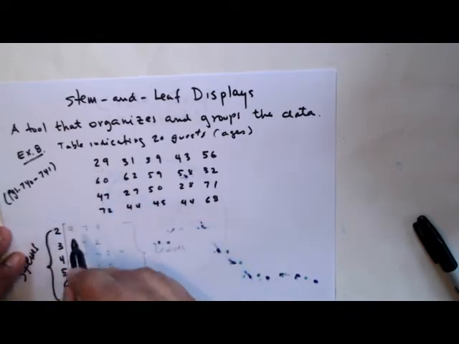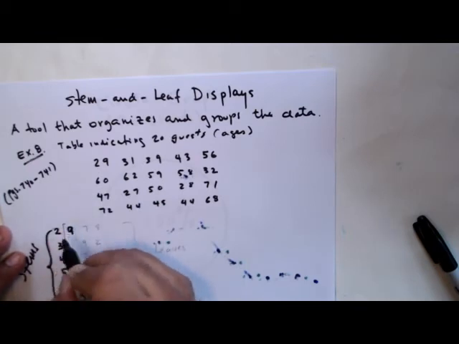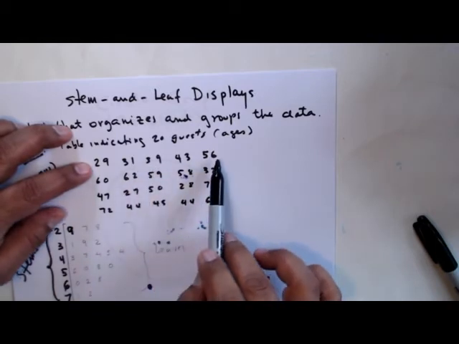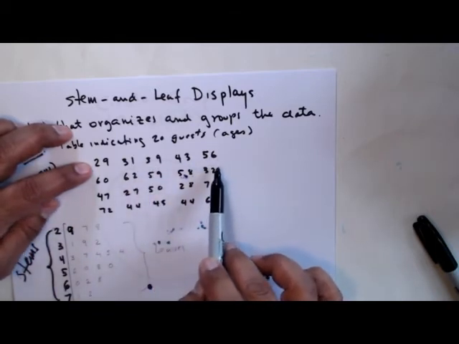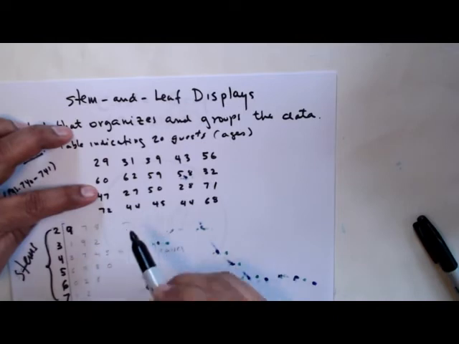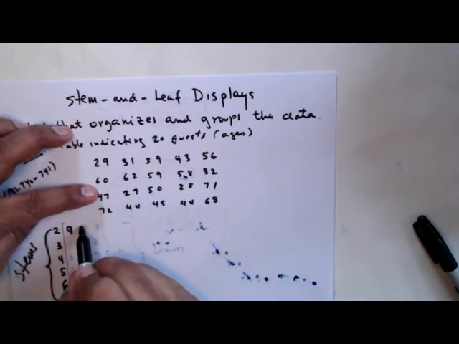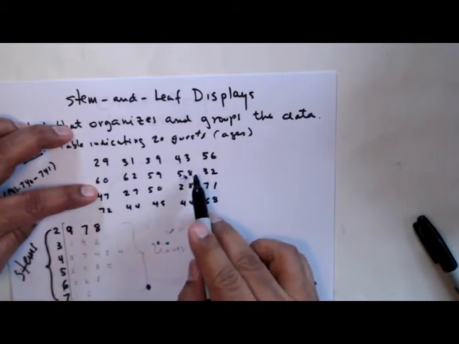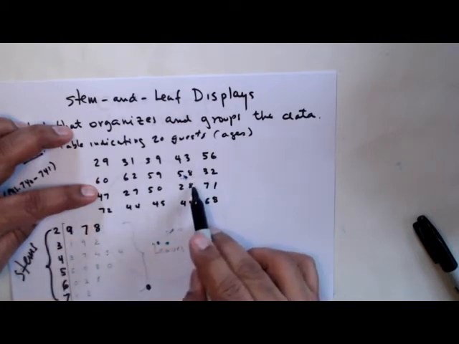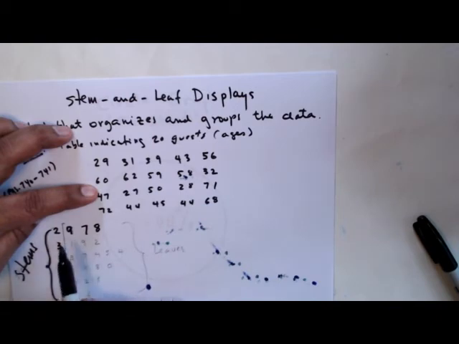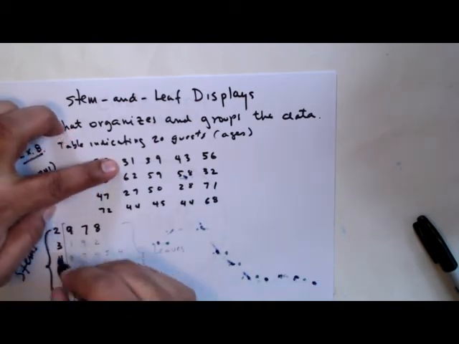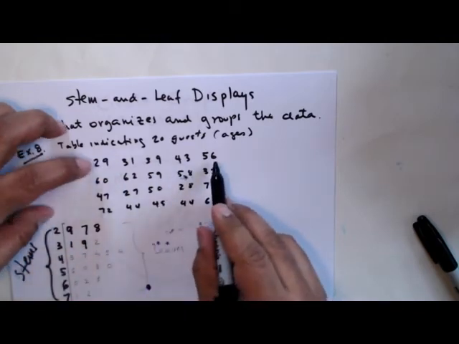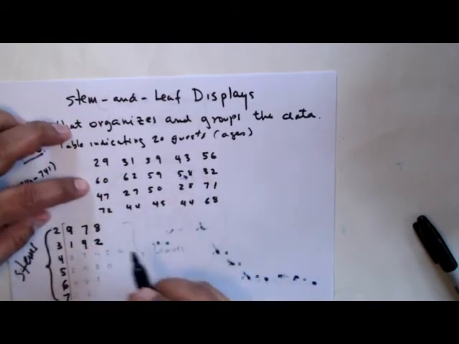So for the 20s, you have 29. The next one that corresponds to the 20s is, you look, 27. Right there is 27. And then we continue with 28. So there is no more in the 20s. That's basically all you do there. For the 30s, you have 31, 39, and then you have a 32, which is a 2 here.